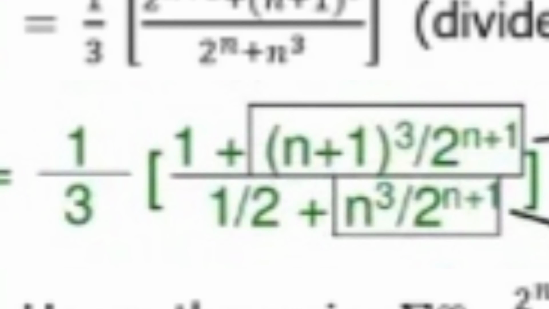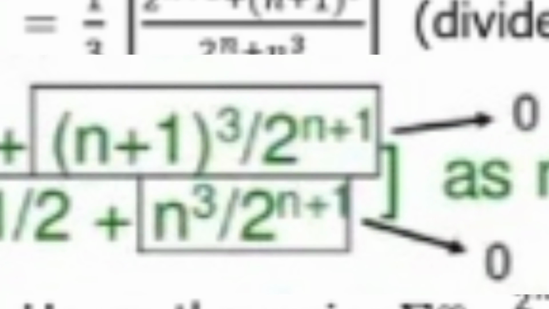Next step, we have to divide the top and the bottom by 2 raised to n plus 1. Then, equal to 1/3 times (1 plus (n plus 1) cubed divided by 2 raised to n plus 1) all over (1/2 plus n cubed divided by 2 raised to n plus 1), where (n plus 1) cubed divided by 2 raised to n plus 1 is equal to 0, and n cubed divided by 2 raised to n plus 1 is equal to 0. As n approaches infinity, we get the limit 2/3.